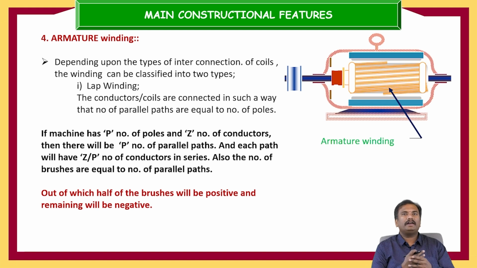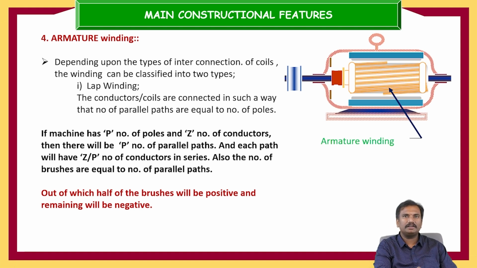And these armature windings are of two types, based on how they are connected. The first one is the lap winding, where the conductors per coil are connected in such a way that the number of parallel paths is equal to the number of poles.